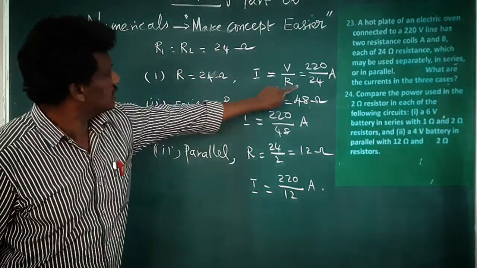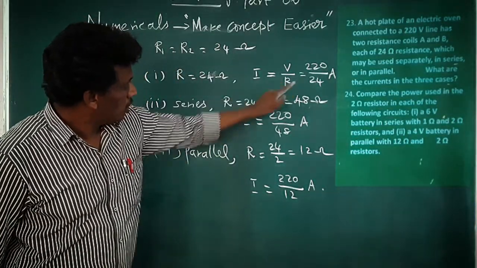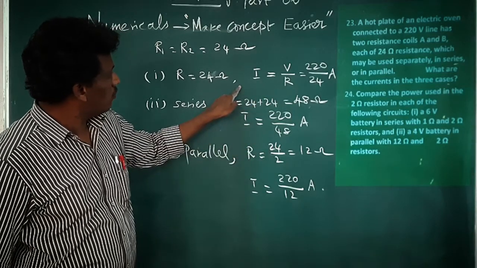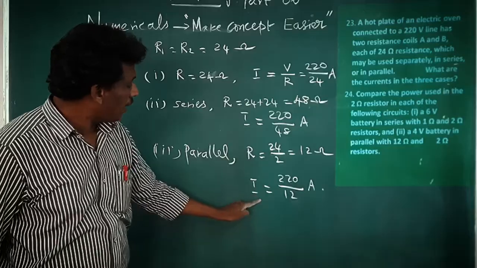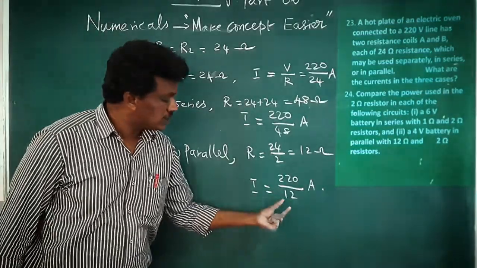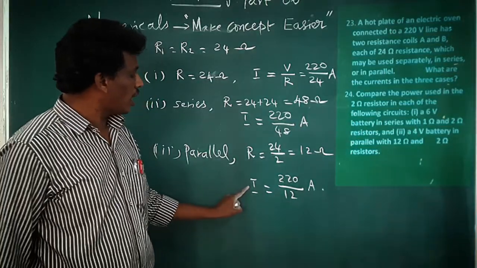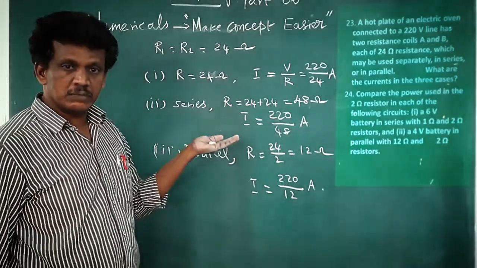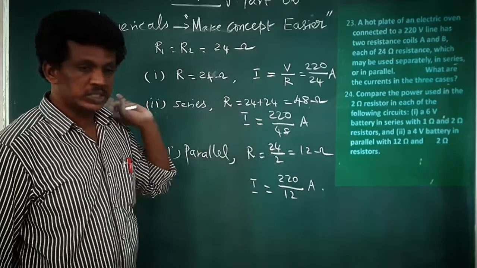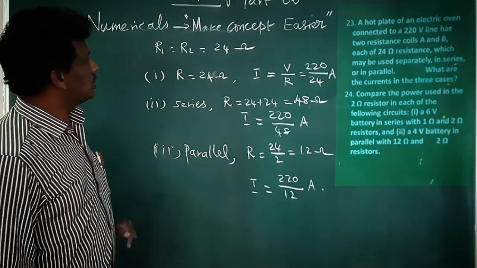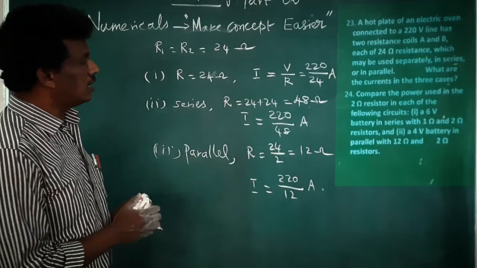Just look at it. Here what is the resistance? 24. Here 48. So automatically what happens? In the first case the current will be more. But in parallel, what do you know? Effective resistance decreased. Effective resistance decrease means what about the current value? Increases, because for the given same source you will have. Is it clear now? Okay. Just simplify and get the result.